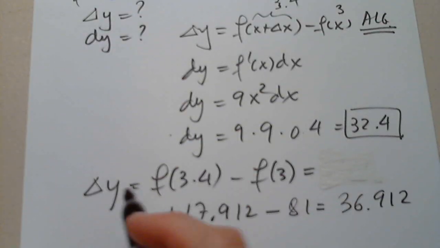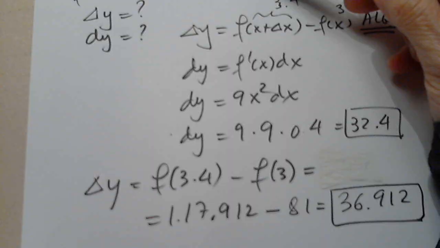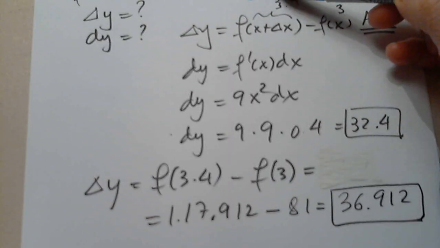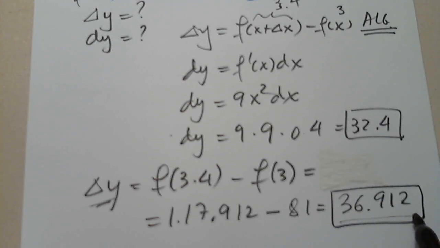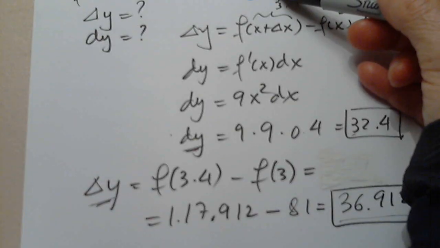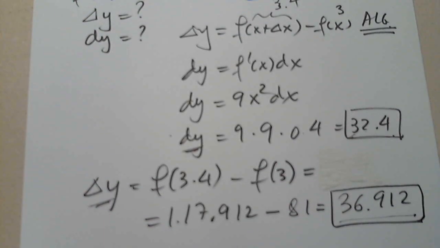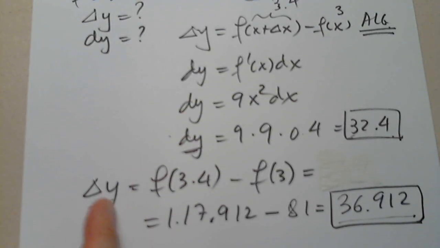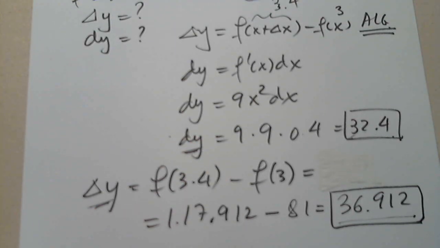Again, delta y, the exact change in y due to a 0.4 error in x, is 36.912. The approximate change in y for the same error of 0.4 is 32.4. So that's the approximation of this, and this is the exact change. This is done with algebra. This is done with calculus. Is this okay?